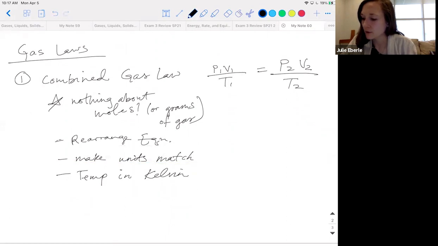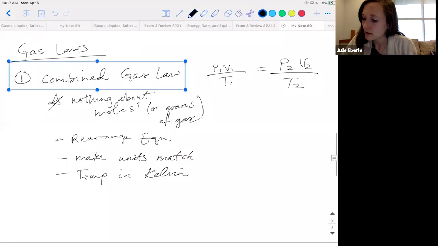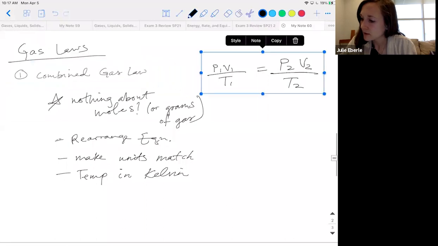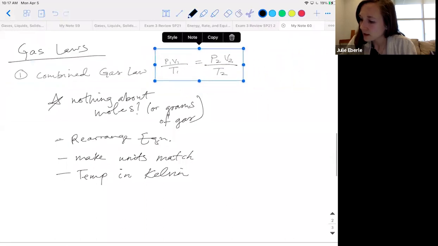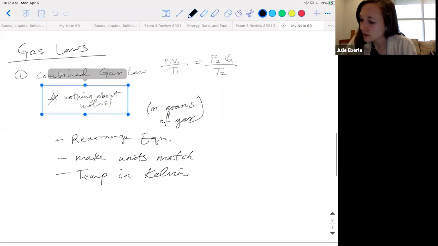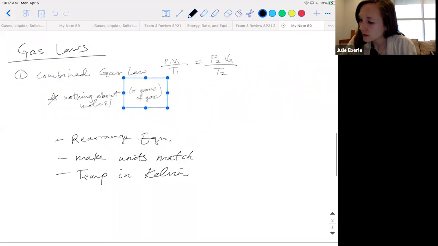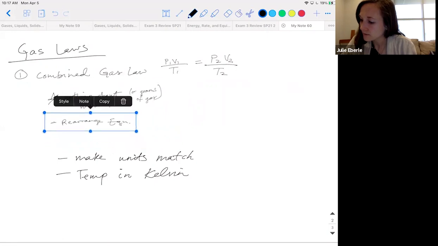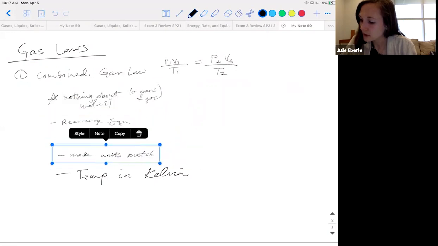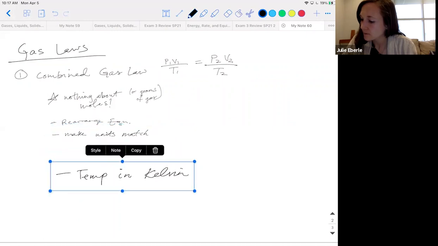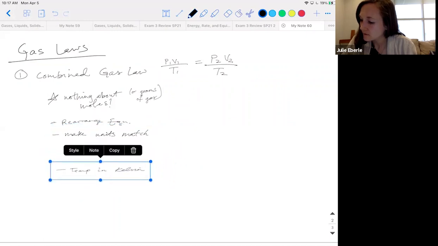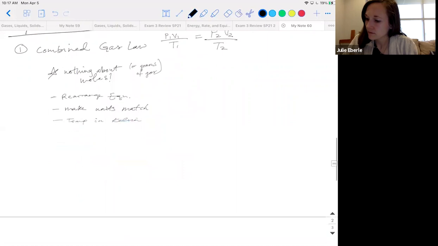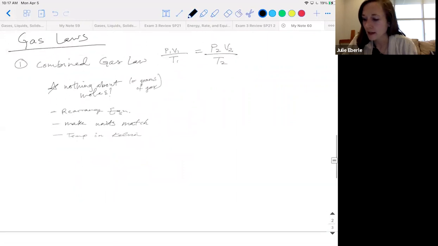I didn't leave much room, I'm going to try to shrink this down. I did not leave much room for the ideal gas law. All right, the last one is the ideal gas law. Oh, I have a whole other page down here. I didn't have to do all that.